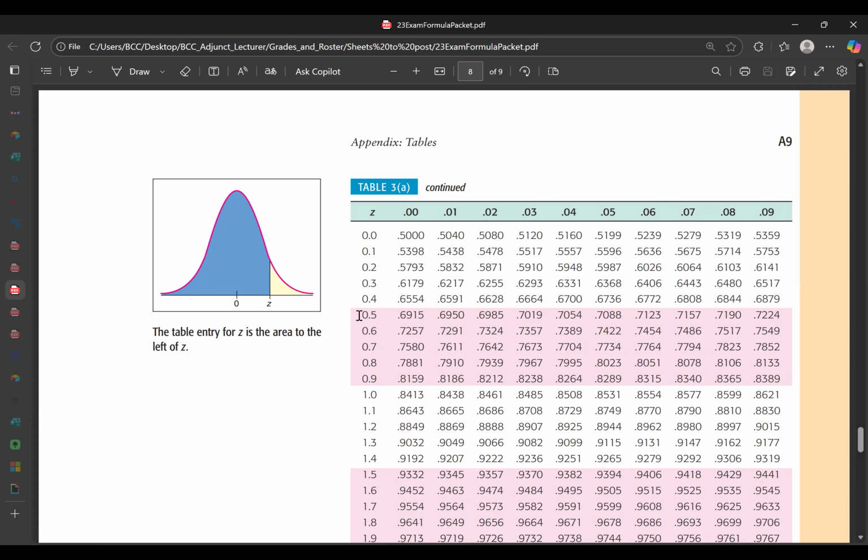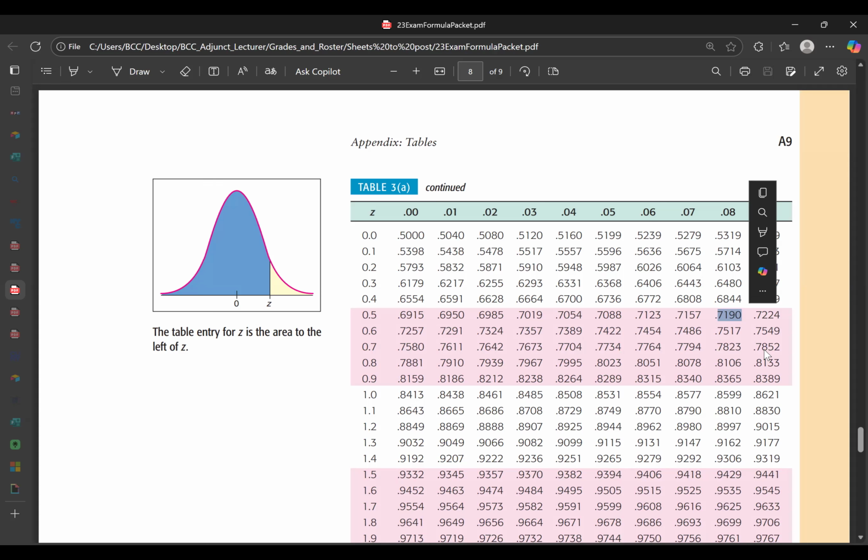So this is 0.5 right here, and then this is the 8 up top. And then where do they intersect? Right here. 0.5 and then the 8 up top. So 0.5 and an 8. Go to 0.5, and then go across to the 8.